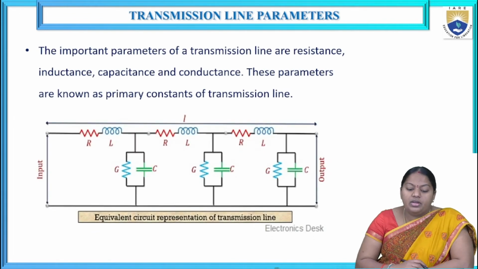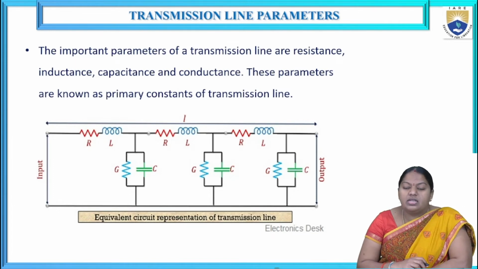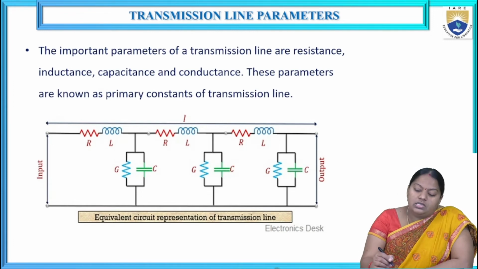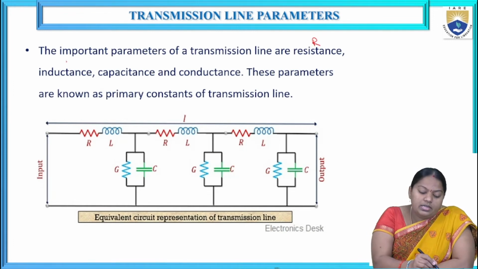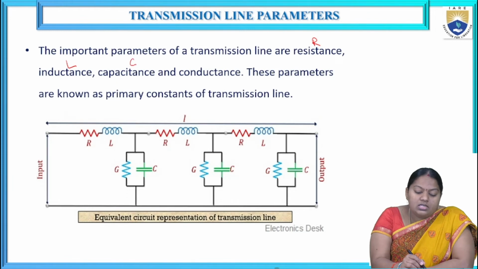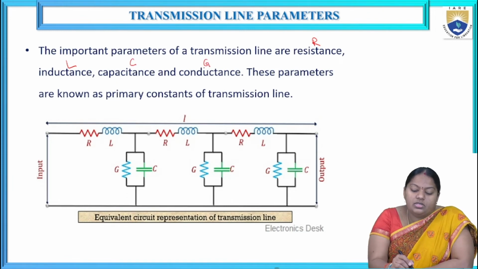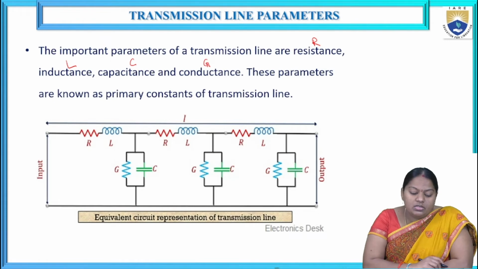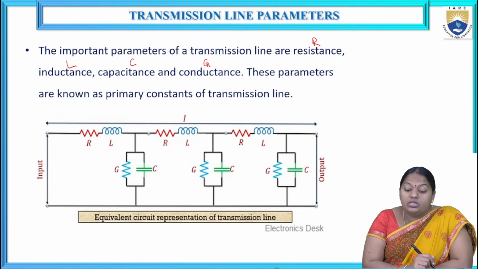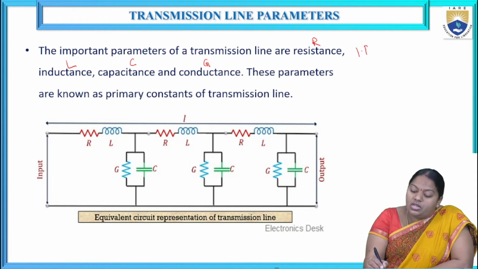Next, different types of transmission line parameters. The important parameters of a transmission line are resistance, denoted with R, inductance, denoted with L, capacitance as C, and conductance as G. These parameters are known as primary constants of a transmission line. So there are two types of constants in transmission lines. One is primary constants and the second one is secondary constants.